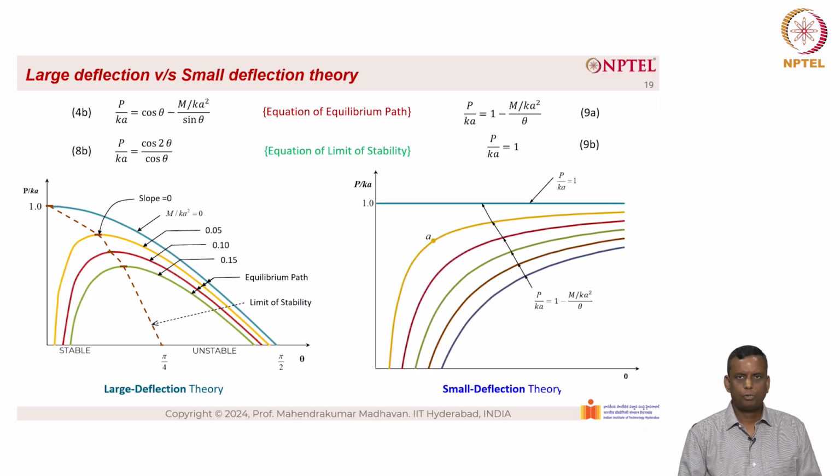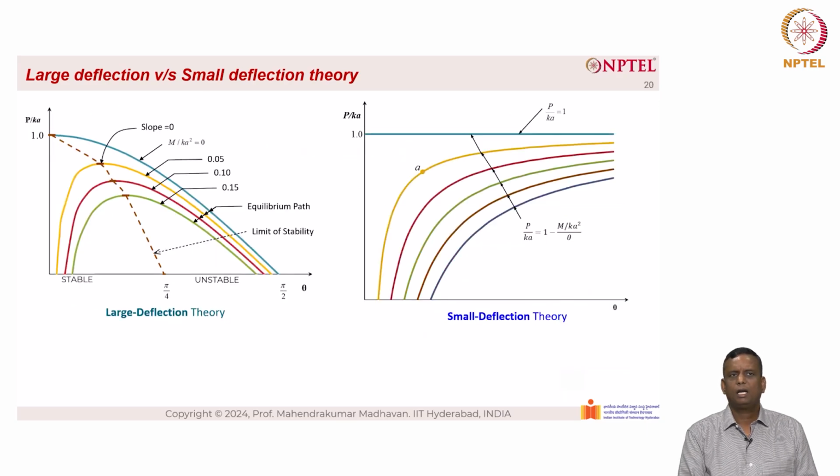When we plot the same with respect to small deflection theory, we get the plot on the right side, while the left side is the large deflection theory. Again, we plot p by Ka on the y-axis and theta on the x-axis. We can see that p by Ka equal to 1, and the colors are coded in such a way that the values on the left side and the right side correspond. So, m by Ka square equal to 0 is basically blue color, which is applicable to both the left side as well as the right side. Similarly, for the yellow color, red color as well as the green color.